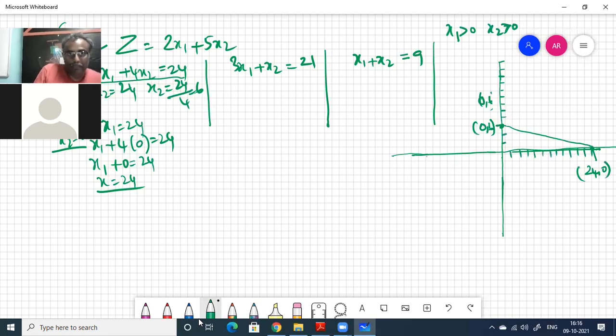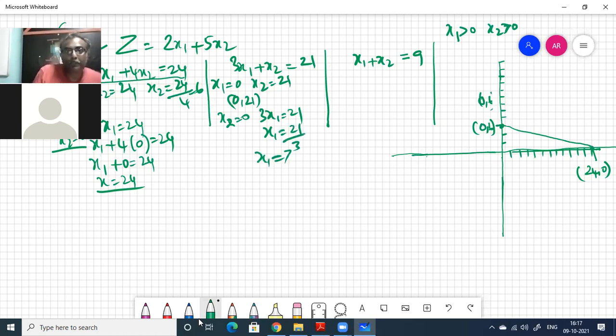Now do the same thing for this line. x1 equal to 0, so 3x1 becomes 0, and x2 is equal to 21. So the first point is 0, 21. Now x2 is equal to 0. Now what happens? 3x1 equal to 21, so x1 equal to 21 by 3, that is equal to 7. So this point becomes 7, 0. The first point is 0, 21 and the second point is 7, 0.